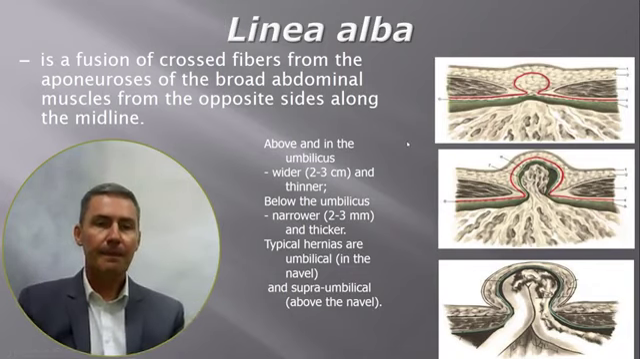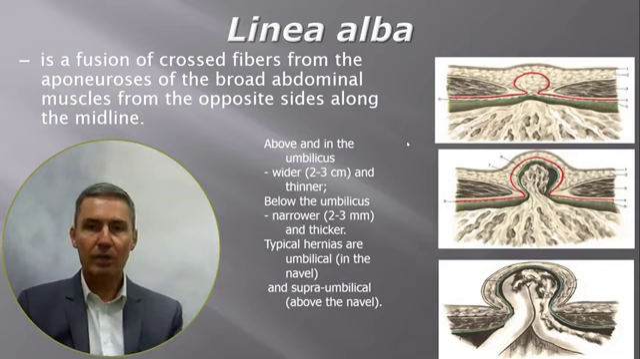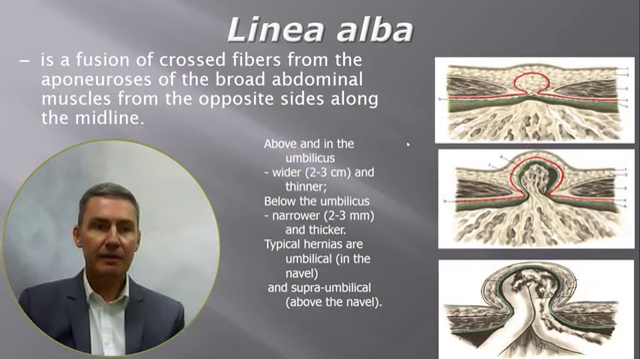Linea alba is the next weak spot of the abdominal cavity. This linea alba is the fusion of crossed fibers from the aponeurosis of the broad abdominal muscles from the opposite sides along the midline. Along the midline, these fibers fuse with each other, and here the muscular parts of the muscles are absent. That's why this area is the weak spot of the abdominal cavity.